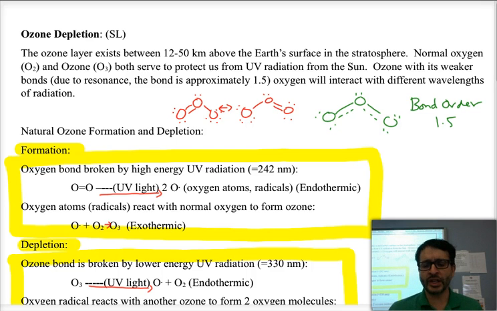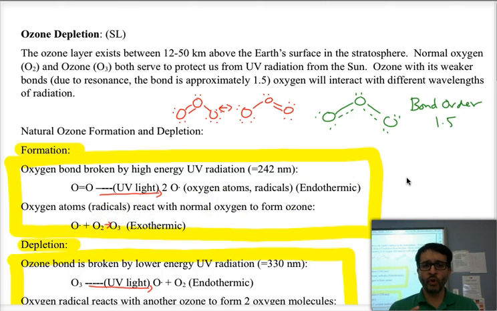So the first thing that we need to know is that ozone is a natural layer of O3, all right, that gets formed in the atmosphere somewhere between 12 to 50 kilometers above sea level, and it is produced by the breaking of the oxygen-oxygen double bond to create single oxygen atoms or oxygen radicals, which can then react with another oxygen molecule to form an ozone molecule.